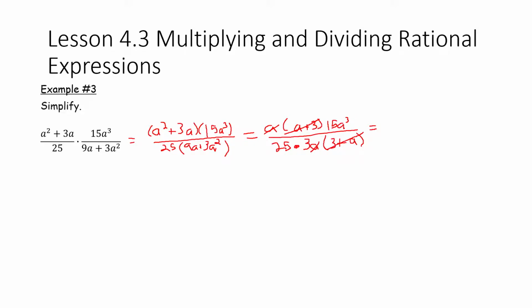So if you look at 25 and 15, they both share a factor of 5. So let's divide them both by 5. And we'll be left with 3a cubed in the top and 5 times 3 in the bottom. Now this 3 here and this 3 here, they also share a factor of 3. So let's reduce them by a factor of 3. And they're just gone. What we're left with in the top is an a cubed, and in the bottom is a 5. So a cubed over 5. We don't need to worry about any non-permissible values because there are no variables in the denominator.